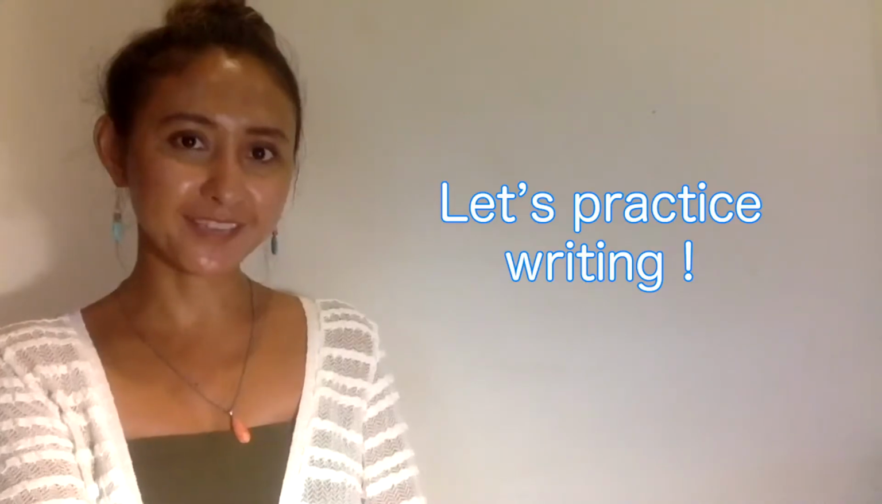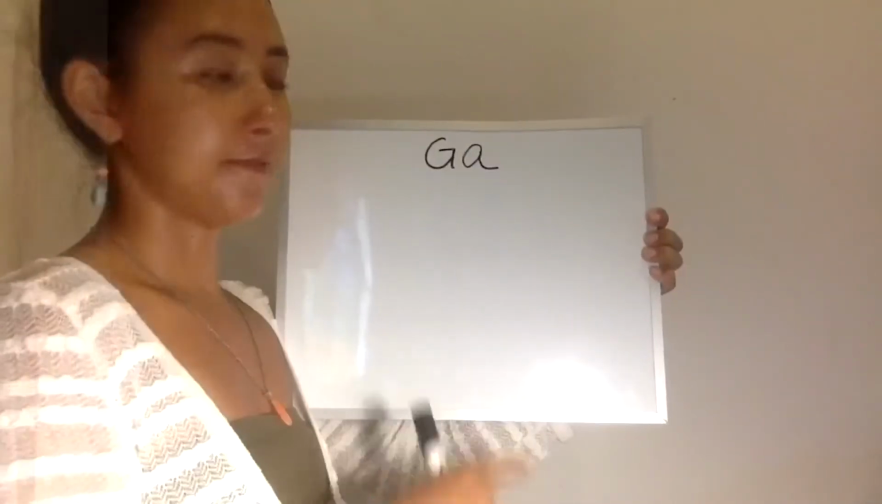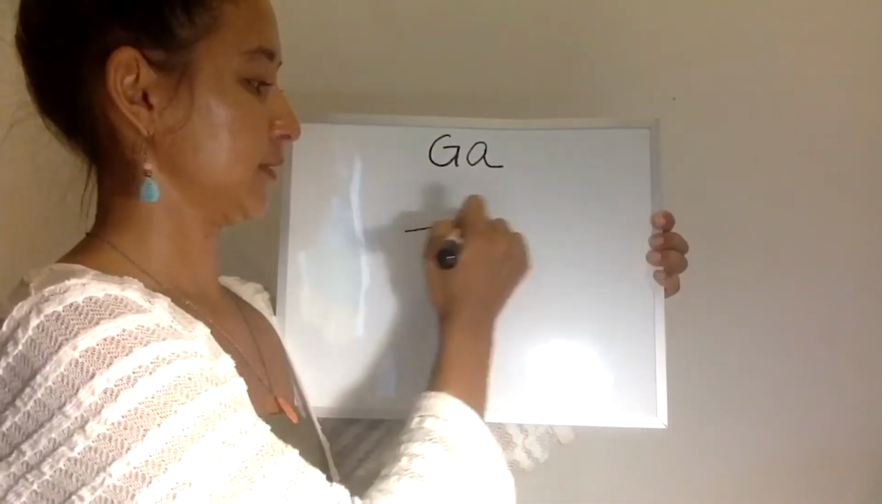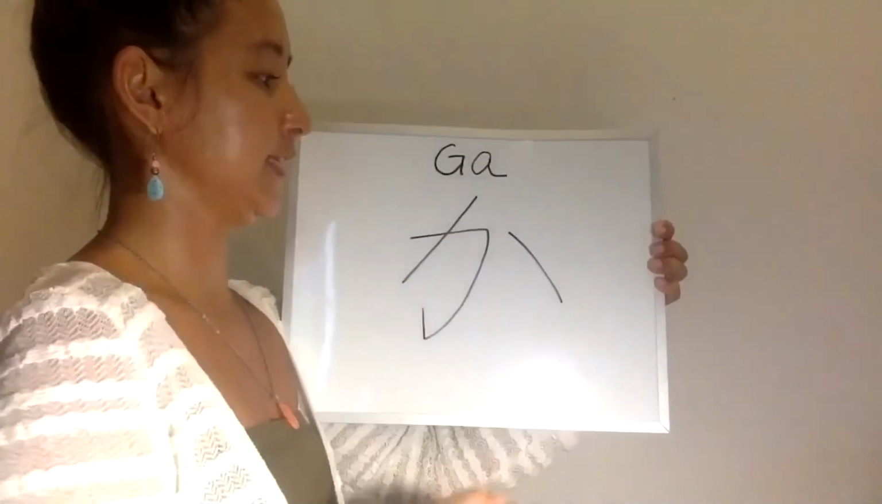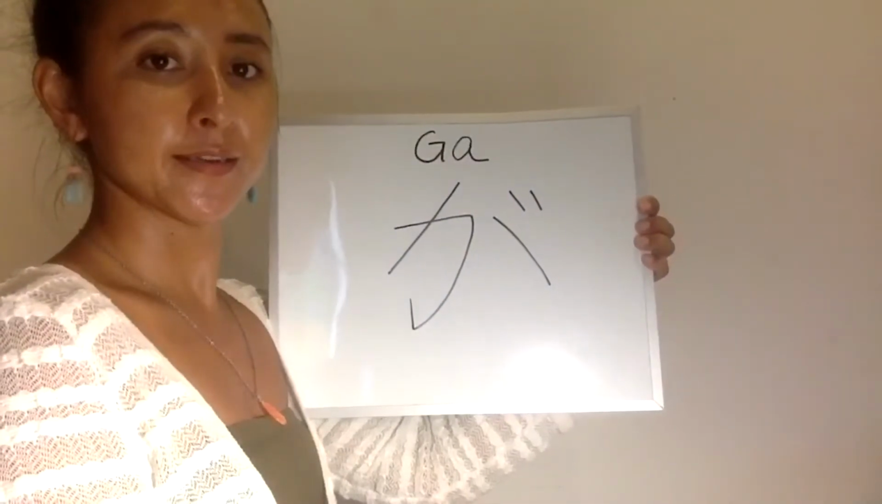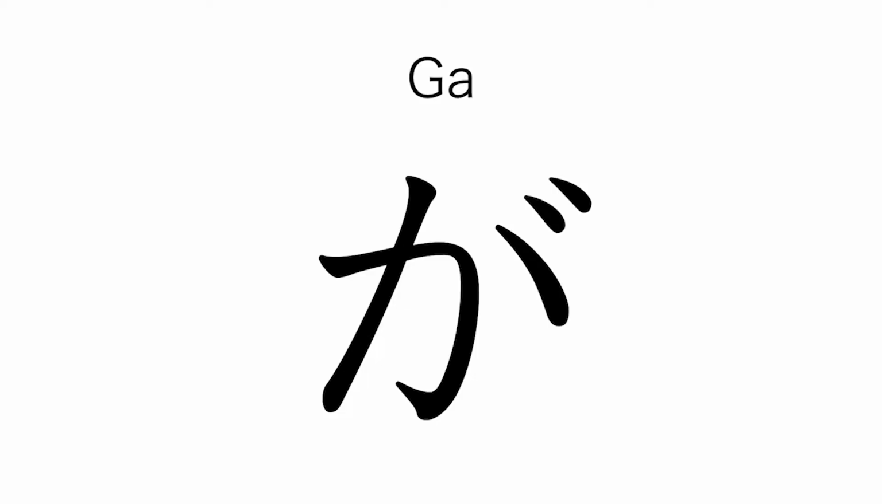So now let's practice ga, gi, gu, ge, go. The first one is ga. 1, 2, 3, and then ten. Ga, ga.